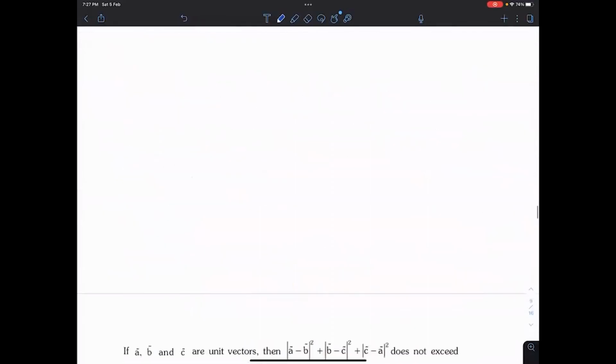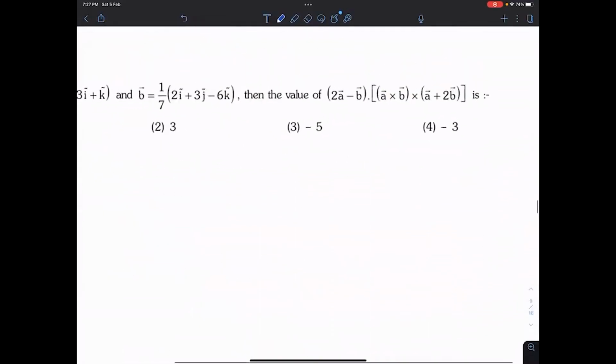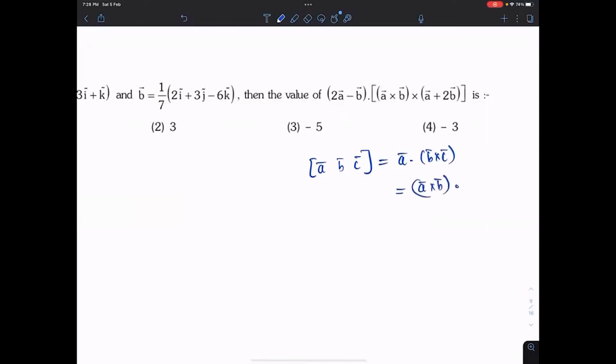Okay. Those who are already familiar with this box product, let me just give you a quick formula. Because I can't explain the box product again, that much time is not there. If you know already what is meant by box of A bar, B bar, C bar, I would like to give a formula. This is nothing but A bar dot B bar cross C bar, or you can also write it as A bar cross B bar dot C bar.